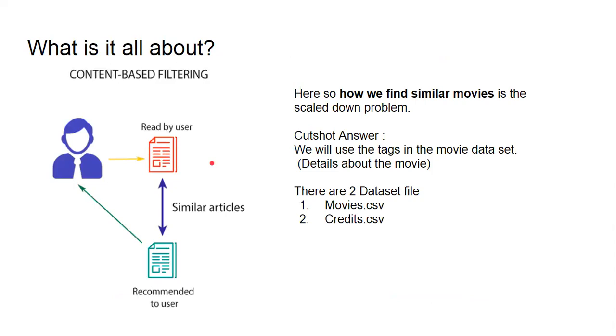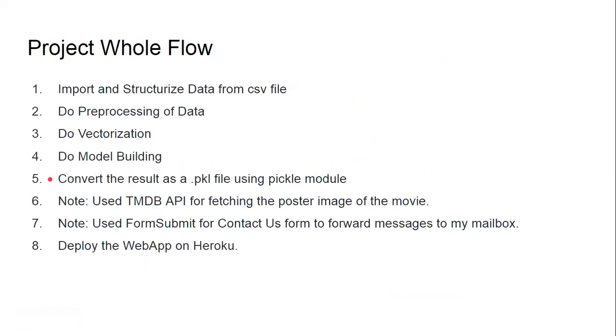So let me now tell what it is all about. In content-based filtering, a user will be interacting with a particular item, and we'll be finding items similar to that and then recommending them to the user. So it all breaks down to finding similar movies. This is the entire project flow. It may sound a bit jargonish, like pre-processing data, vectorization, model building, etc. But it's not very tough. Let me break it down into very simple terms.